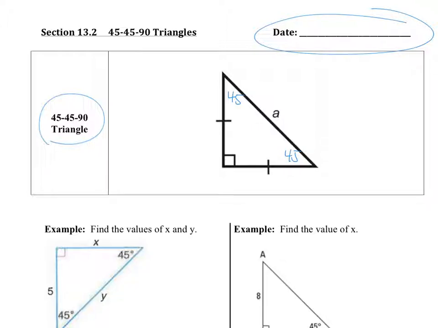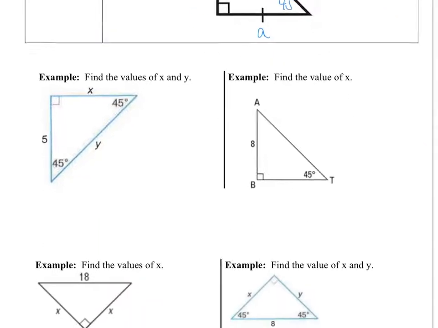As we're working with these, our legs are both going to be the same, so I'm going to call that a, and then the other leg is also a. To find the hypotenuse, we're going to take that a value and multiply it by the square root of 2. So the hypotenuse is equal to the leg length times the square root of 2. And that is true for every 45, 45, 90 triangle.